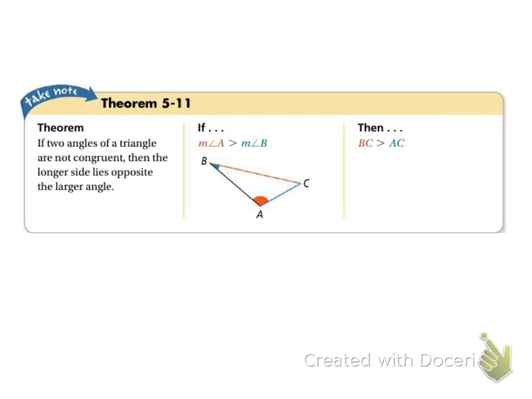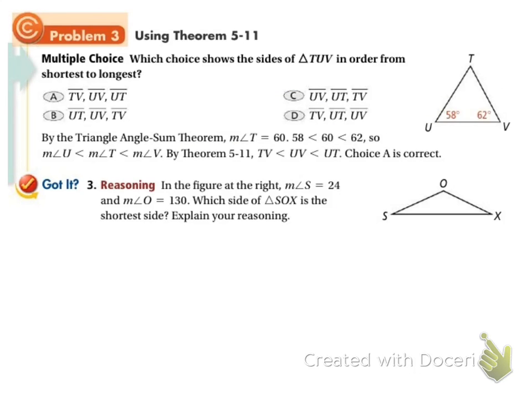So here's the other theorem I was talking about. This one says the same thing, that biggest angle is across from the biggest side. This just starts with the angles. So if angle A, the red angle, is bigger than angle B, the blue angle, then the red side, BC, is greater than the blue side, AC. So, let's just do our got it problem down here.